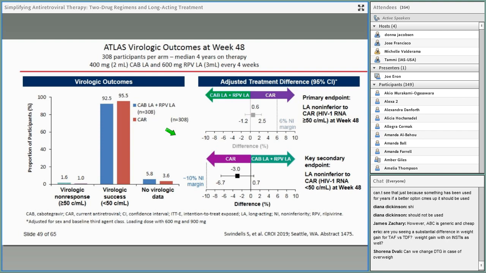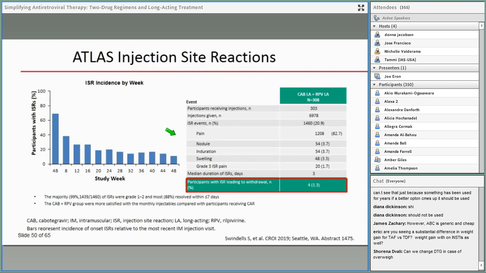So, the FLAIR study, very, very similar results. I think actually the percentages of proportion who remain suppressed were actually a little bit closer together in the FLAIR study.